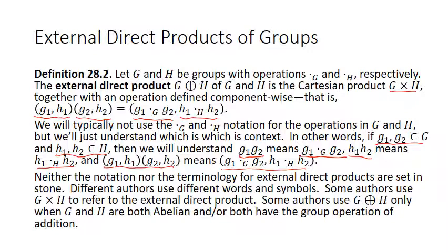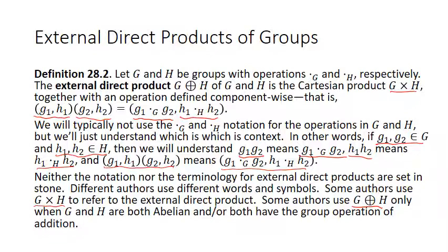I should also note that neither this notation nor the terminology for the external direct products are set in stone. So different authors use different words and symbols. Even if you go on Wikipedia, you can see they're using different words and symbols on there. So some authors use this cross product notation here, the cross or the times symbol, to refer to the external direct product, and some authors only use this circle plus symbol when G and H are both abelian, or when they both have the group operation of addition, because it kind of looks like addition.